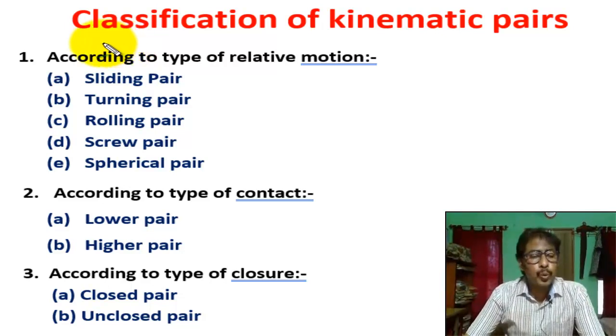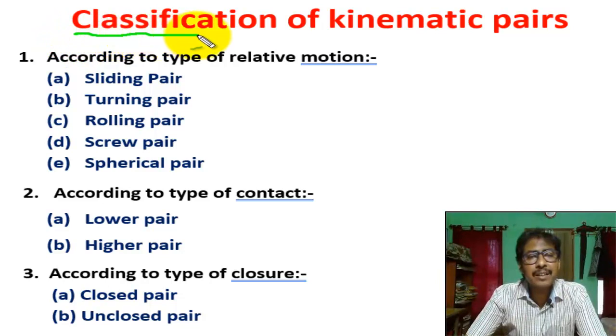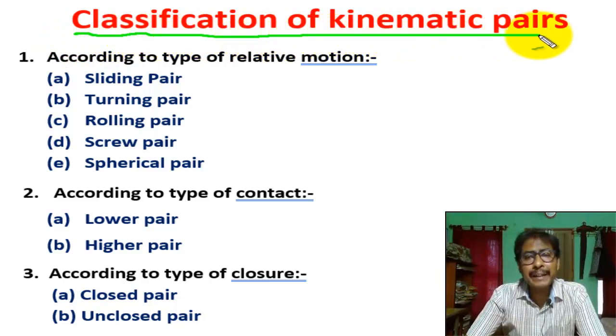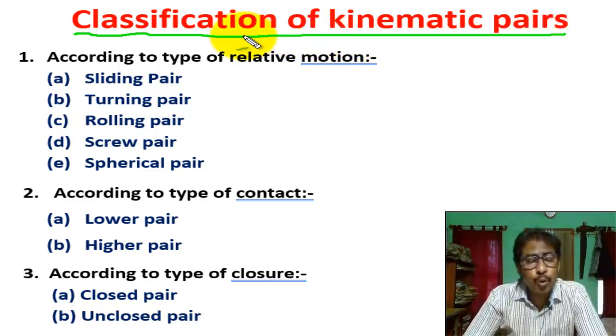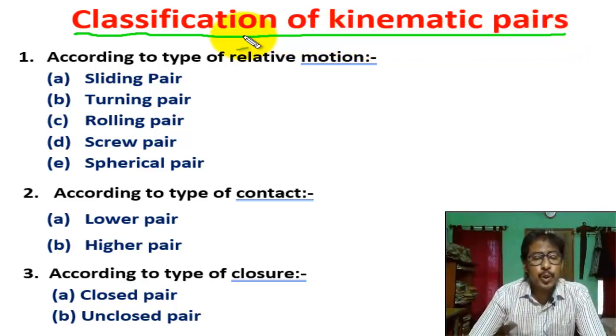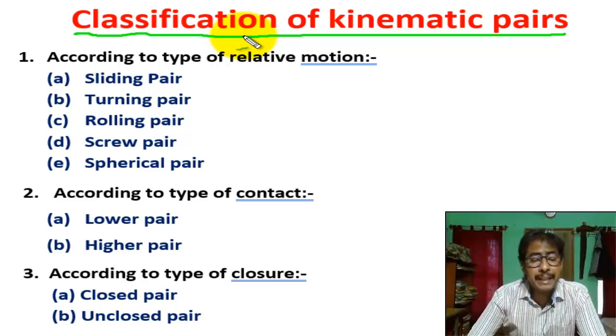Student, today we are going to learn classification of kinematic pair, or types of kinematic pairs. We already know a joint of two links having relative motion between them is known as a kinematic pair.